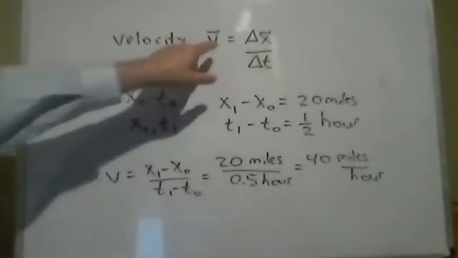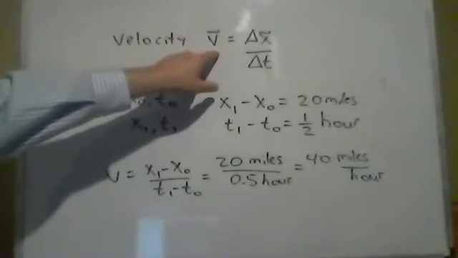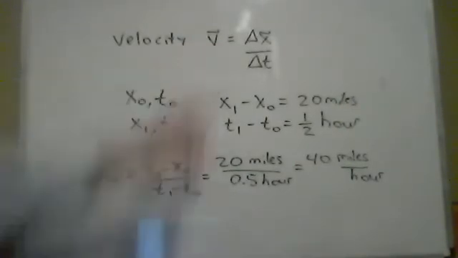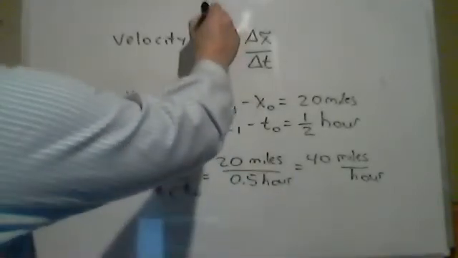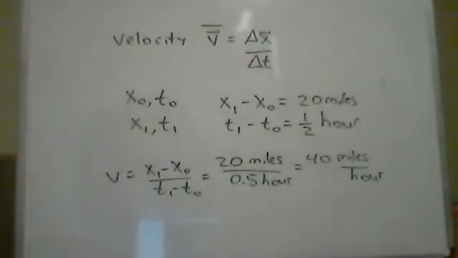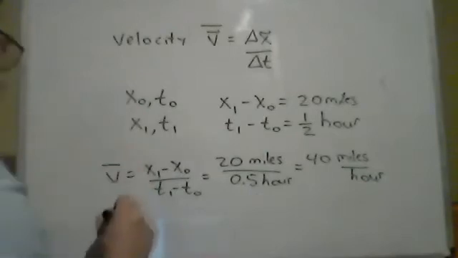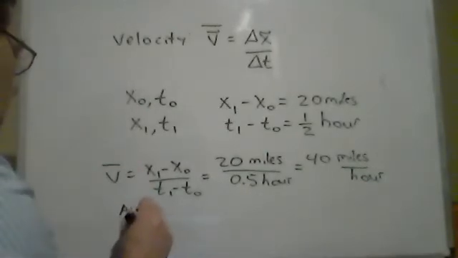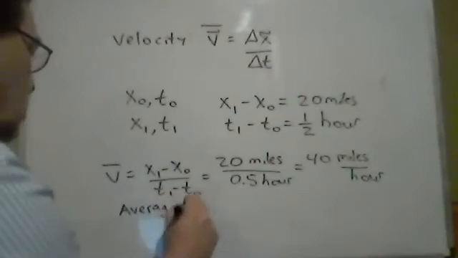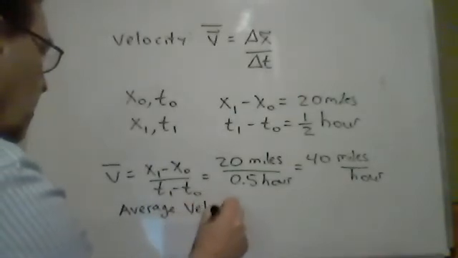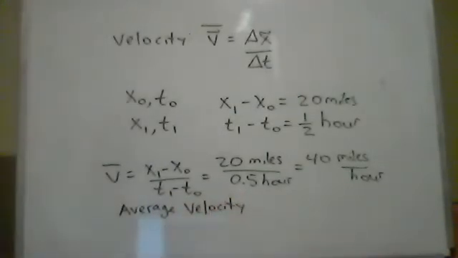But what this really is telling you here, this is really not the velocity at any given time. This is what we call the average velocity. I can put an over bar on that. So this is really the average velocity. What I have calculated here is the average velocity. It's not the instantaneous velocity. It is the average velocity.